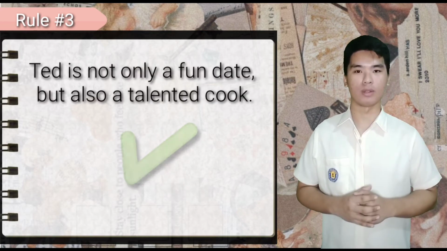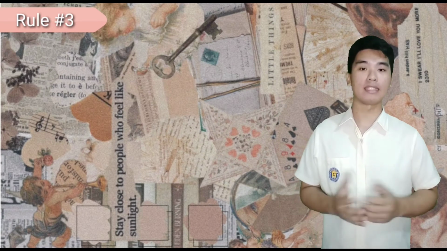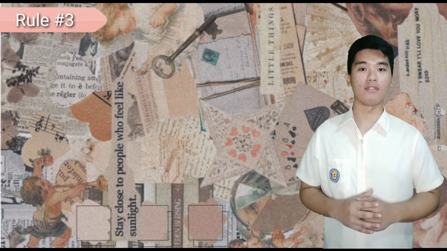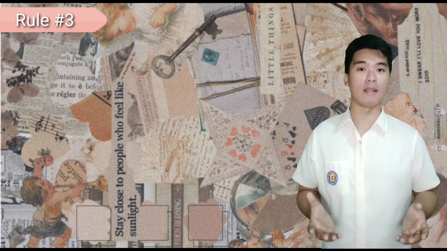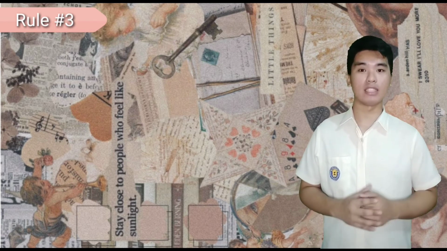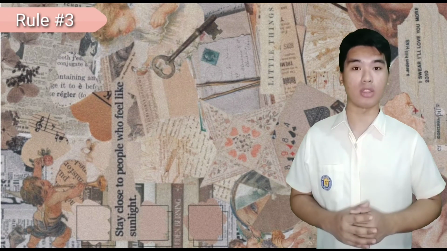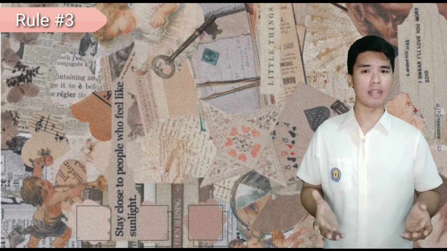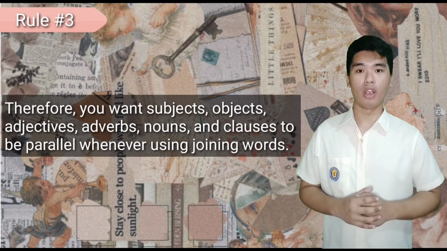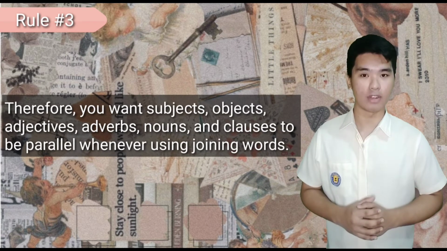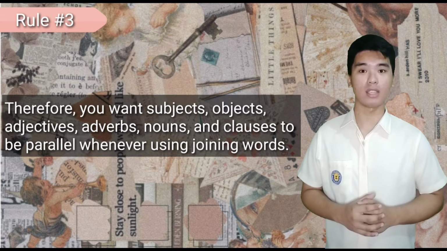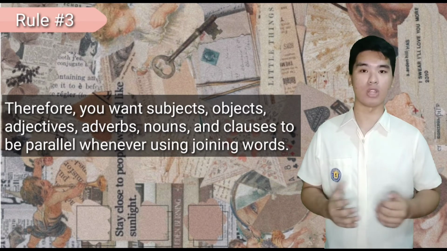a talented cook. Keeping the parallel structure is important when using correlative conjunctions because the sentence's fragments must always be equal. Because of this fact, joining words function similar to coordinators, which also connect independent clauses together. Therefore, you want subjects, objects, adjectives, adverbs, nouns, and clauses to be parallel whenever using joining words.